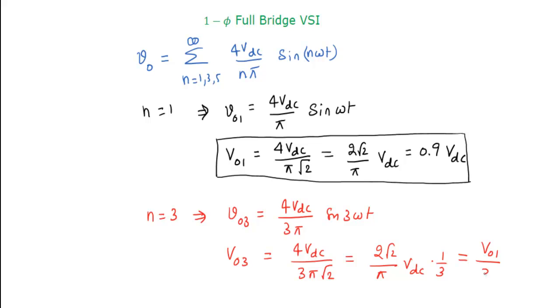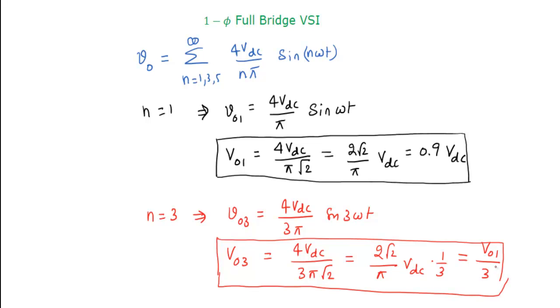So that means the third harmonic component in the full bridge inverter is nothing but V01 divided by 3. Likewise, you can calculate V05. V05 is nothing but V01 divided by 5. V07 is nothing but V01 divided by 7. So that's the meaning of that. With this, I'm stopping here. The remaining things we'll discuss in the next session.